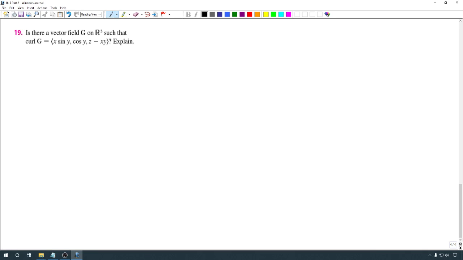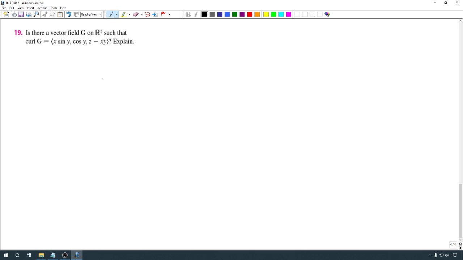Instead, let's tackle problem 19. We're asking, is there a vector field on R3 where the curl of that vector field is equal to ⟨x sin y, cos y, z − xy⟩? Is there a possible vector field where its curl is equal to this vector field?